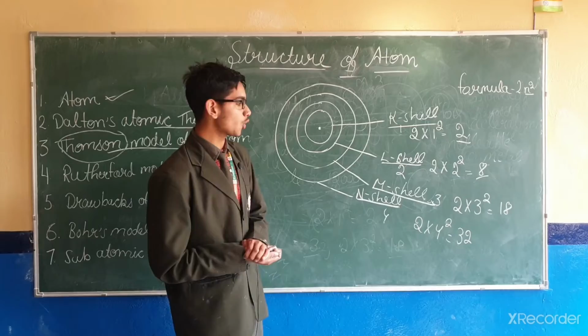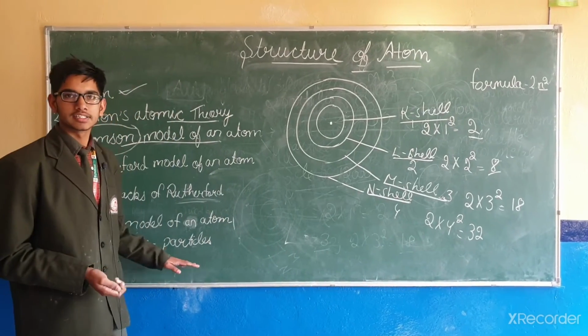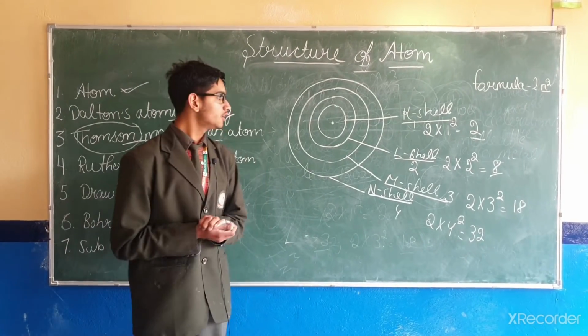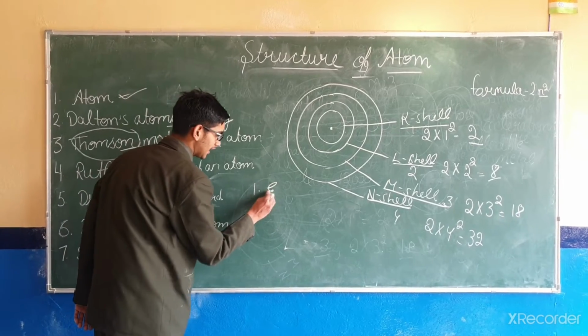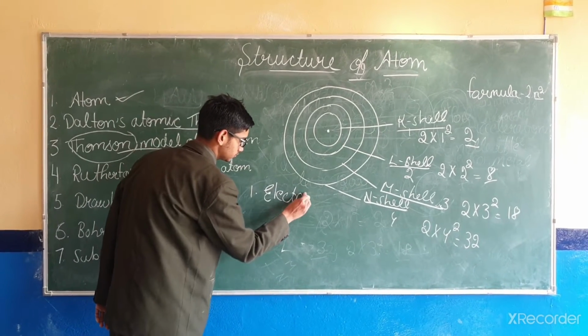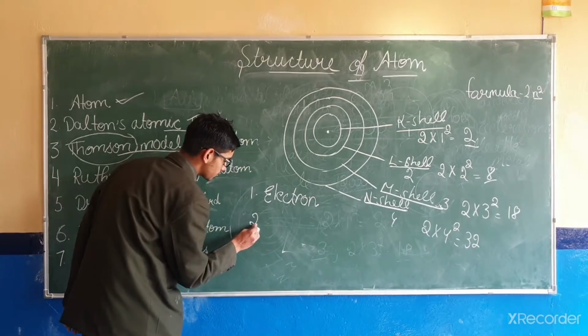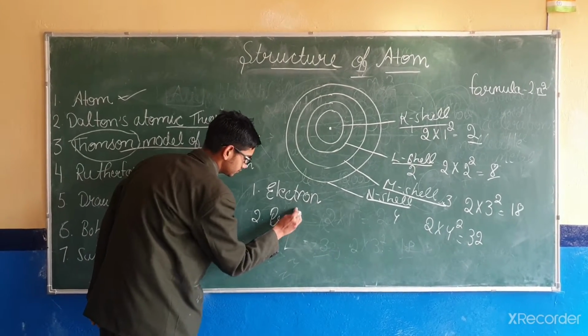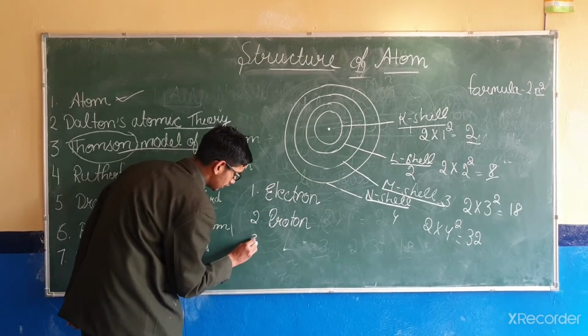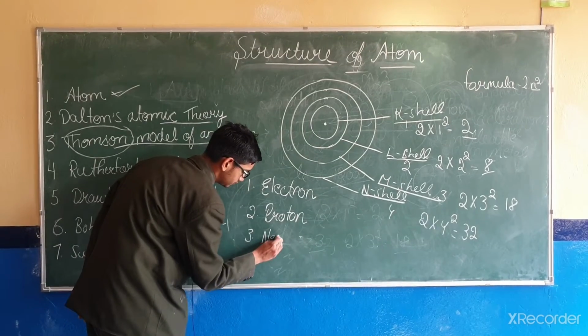Now our last topic is subatomic particles. There are 3 subatomic particles. First one is electron. Second one is proton. And third one is neutron.